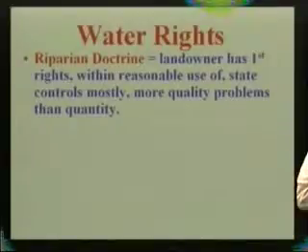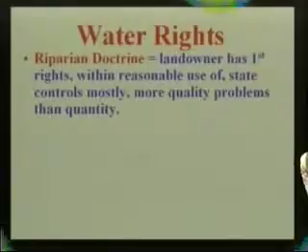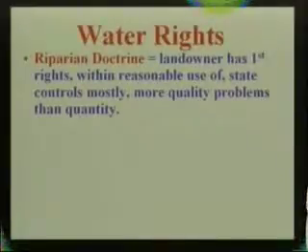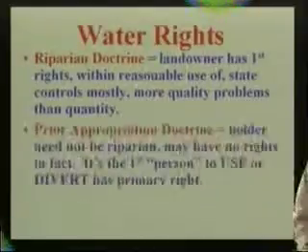Really, the states control it in this legal fashion, okay? But it's more involved with quality issues than it is with quantity issues of where we delegate this particular doctrine. We'll look at a map in just a bit. So Riparian Doctrine is the first doctrine. The landowner has the first rights.